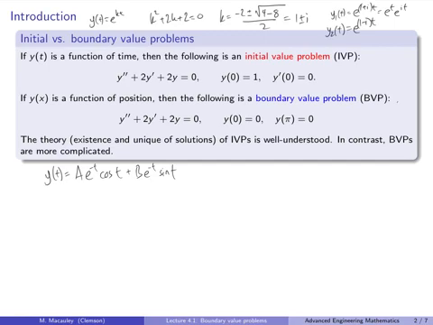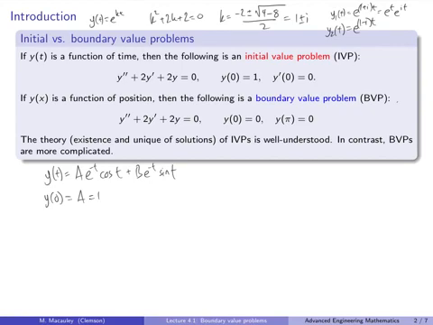Okay, so let's use the initial conditions now. If we plug in 0, y of 0, we get a times 1 plus 0, so a, and that equals 1. So we know what a is. Now let's use the next initial condition.